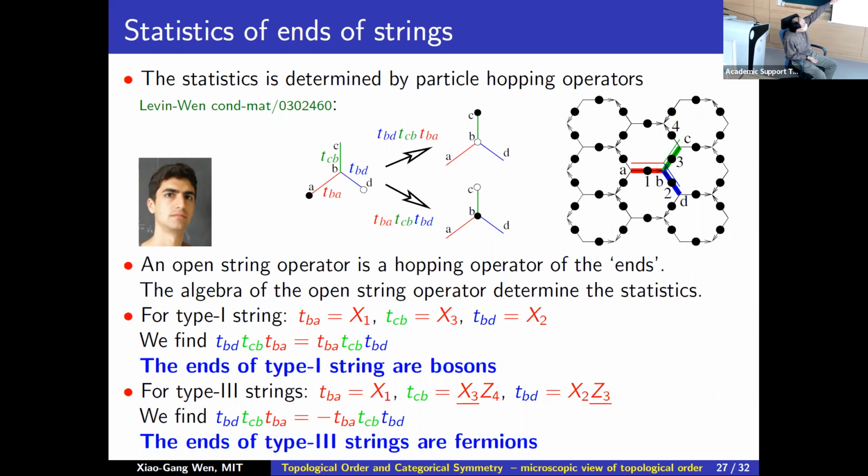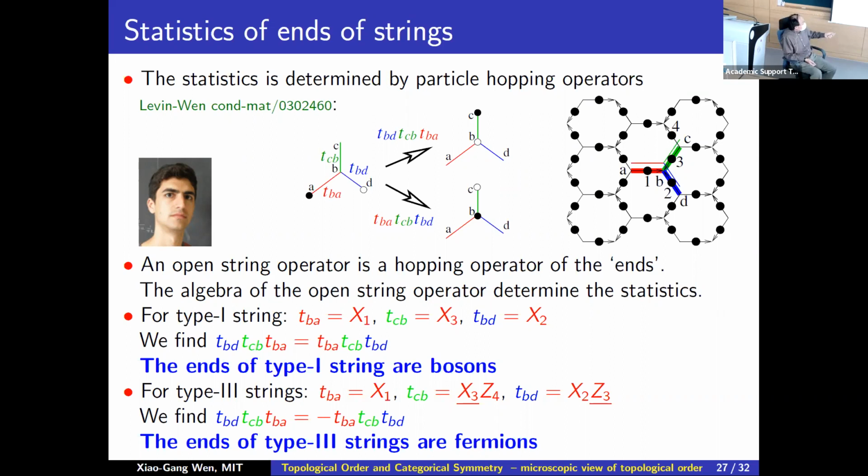So therefore, if these two hopping processes have an opposite sign, if you compare their sign and the sign difference has a minus sign, that's a fermion. If no sign difference, it's a boson. Actually, in general, there's a chirality here. There could be an arbitrary phase, then you get an anyon. So this is a way of using the algebra of hopping operators to get statistics.